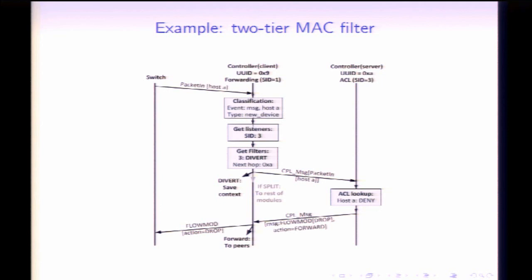So when it finds that service, it would encapsulate that message in a control plane control message and send it to its server, which would be this controller with this UID of 10. It so happens that the controller 10 also holds the service with the ID 3. So it would handle the ACL lookup, find that the host is not allowed to transmit traffic on this network, and return a deny in the form of an OpenFlow flow mod that would instruct the switch to drop the traffic that's associated with that host.